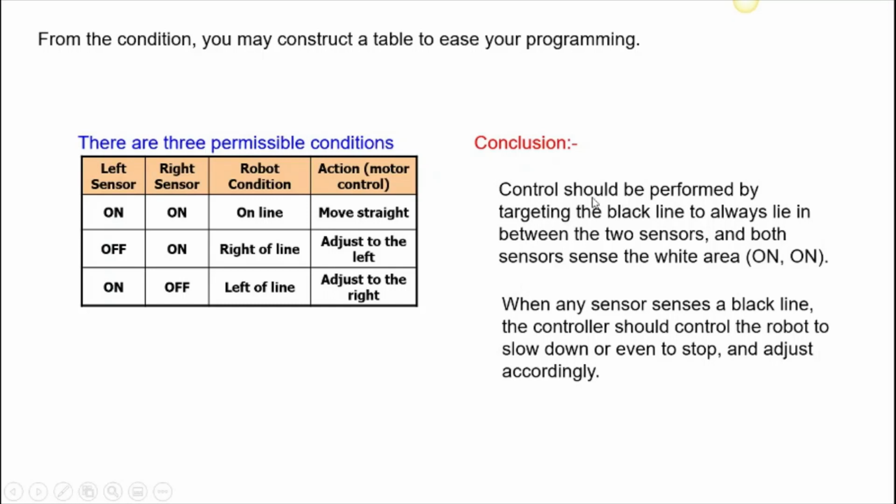So the conclusion, the control should be performed by targeting the black line to always lie in between the 2 sensors, and both sensors with the white area, and then give both on status. Okay, so when any sensor senses a black line, the controller should control the robot to slow down or even to stop and adjust accordingly. Okay, so these are the conclusions that can be made by these permissible conditions.